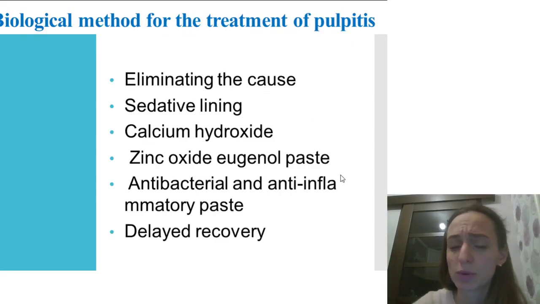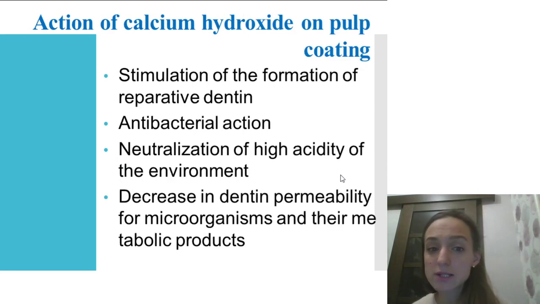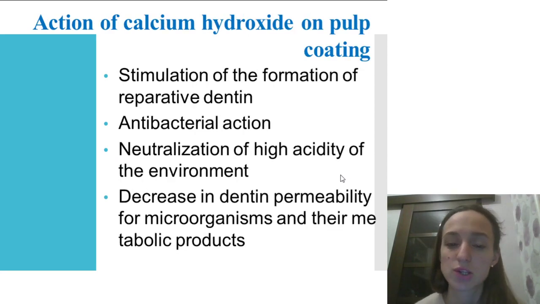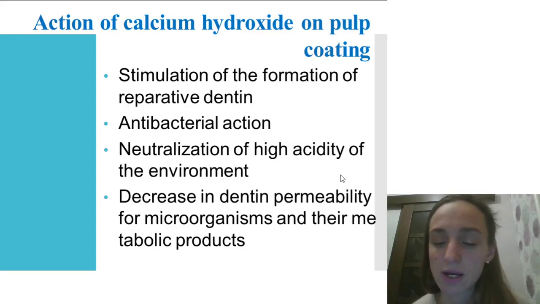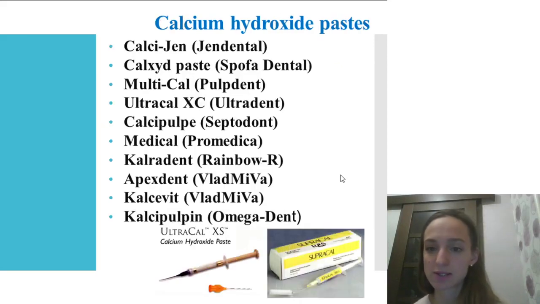Biological method of treatment of pulpitis: elimination of the cause, sedative lining, of course calcium hydroxide, zinc oxide eugenol paste, antibacterial and anti-inflammatory paste, and delayed recovery. Action of calcium hydroxide on pulp coating: stimulation of formation of reparative dentin, antibacterial action, neutralization of high acidity of the environment, decrease in dentin permeability for microorganisms and their metabolic products. And calcium hydroxide base.